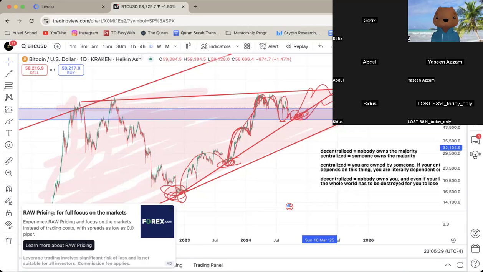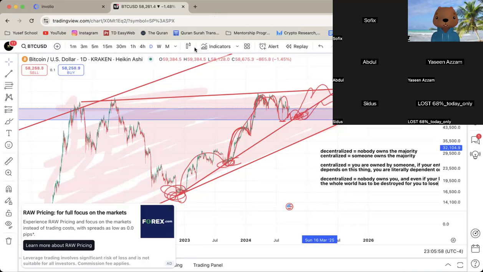Because the difference between centralized and decentralized is like, let me ask you questions, okay? I'm gonna ask you guys a question and you can type it in the chat. Okay? Let's do an exercise. All right. Is gold centralized or decentralized? Is it decentralized or centralized?